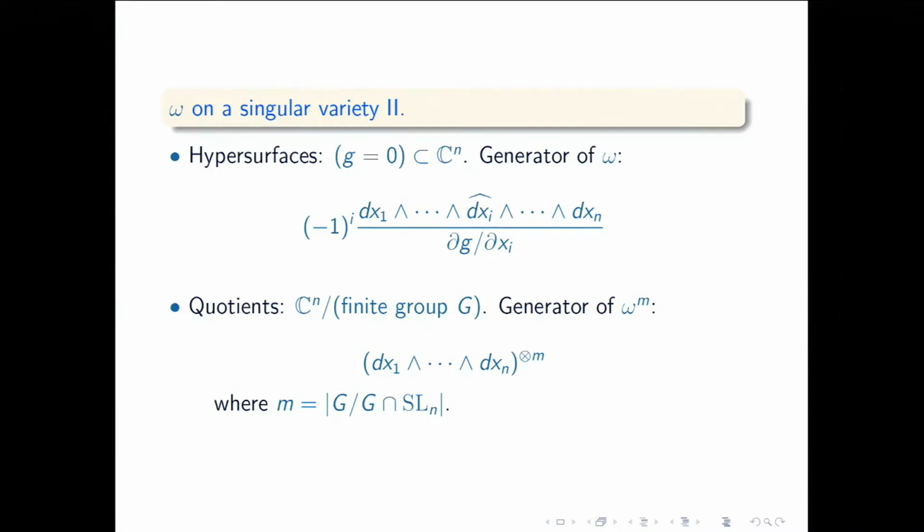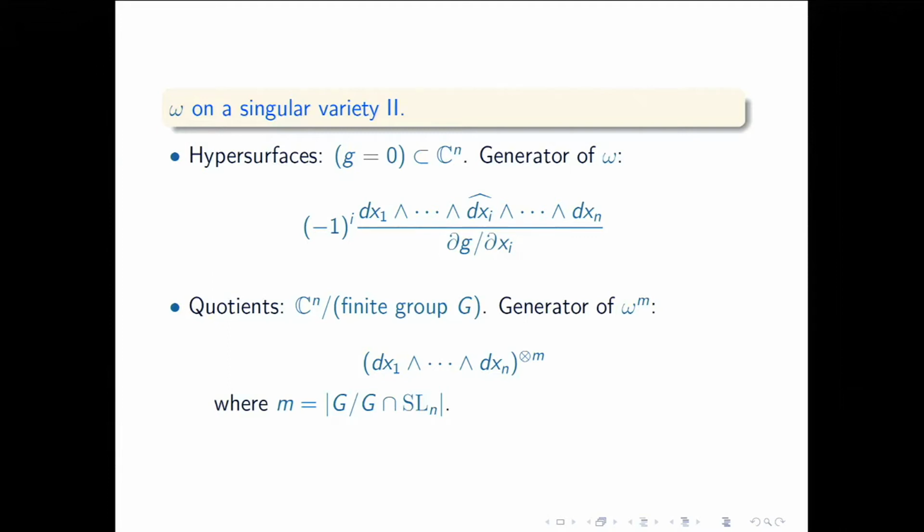If you have a hypersurface in CN, then in fact this dualizing sheaf is free, and I can write down a generator here. Or rather, I write it down on the one chart where this derivative is non-zero, but in fact these charts glue together, and they give you a generator of that.